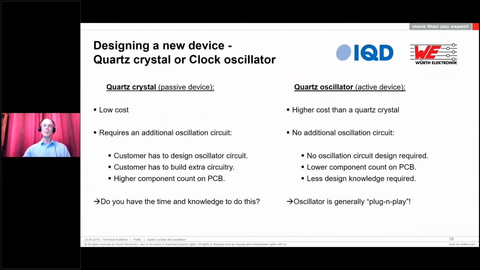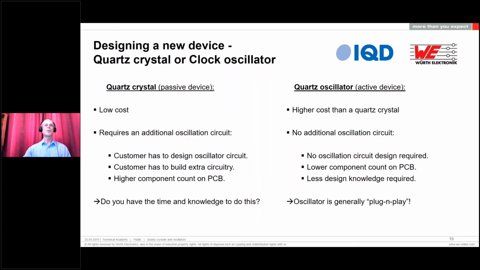Now that you've got a bit of information regards crystals and oscillators, the next thing is you're designing a new device. What are you going to use? There are the proverbial swings and roundabouts with each device type. So for a quartz crystal, generally it's low cost. An oscillator is slightly higher than a crystal. However, a crystal requires an additional oscillation circuit. The oscillator does not, because it's self-contained, as we already discussed.